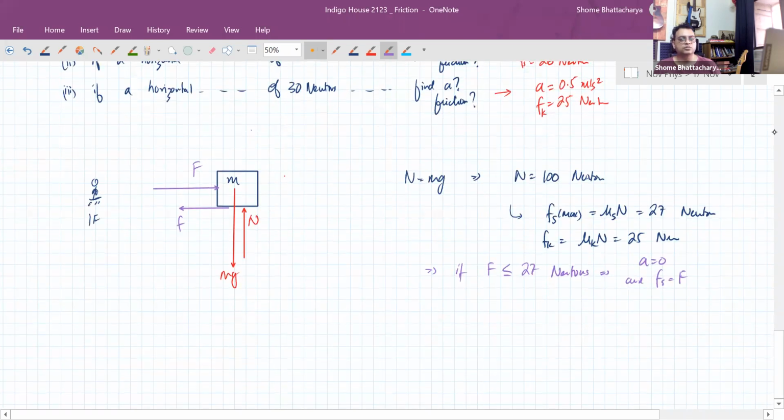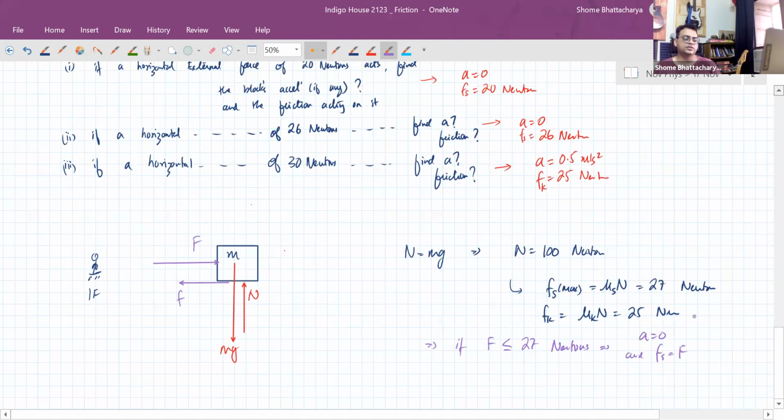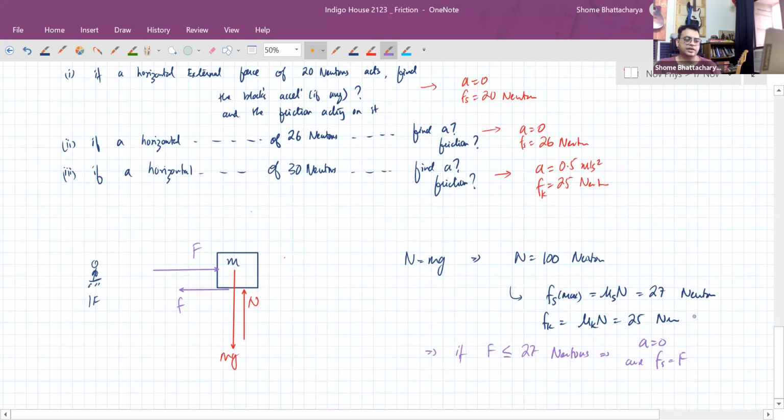The static friction need not be the full limiting value. For example, when the external force is only 20 newtons, there won't be static friction of 27 newtons acting on it, because that would be unnecessary. It could cause the block to accelerate in the backward direction. We don't want that to happen. The block should be at rest. So how much force is required to keep the block at rest? Only 20 newtons. So only 20 newtons will act.